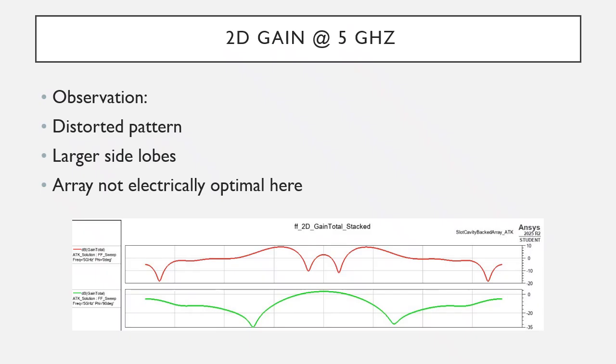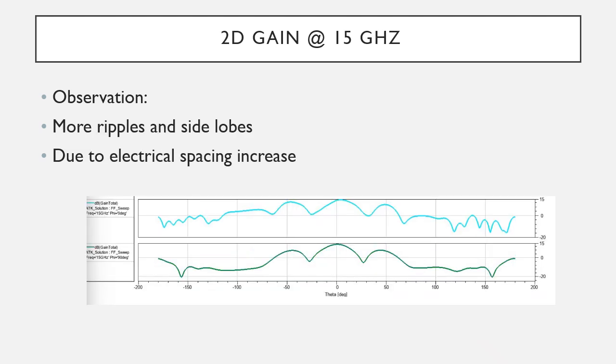At 5 GHz, the radiation pattern is distorted with large side lobes. This is because the antenna is not electrically tuned for this frequency. At 15 GHz, more ripples appear in the pattern due to the increase in electrical spacing between slots, causing unwanted side lobes.